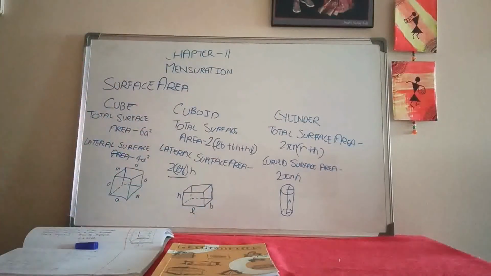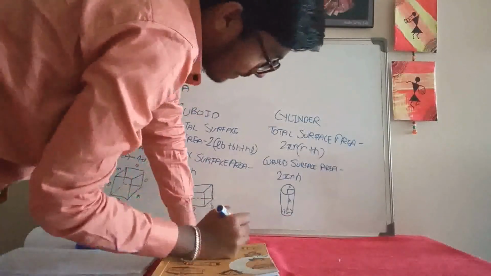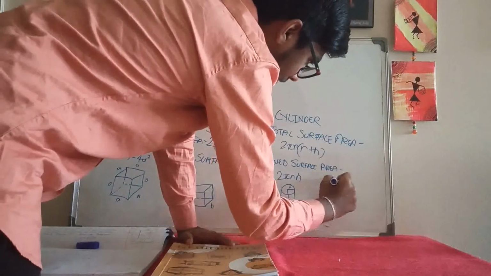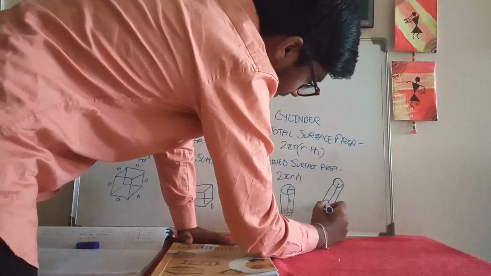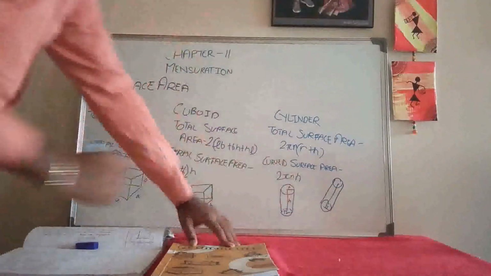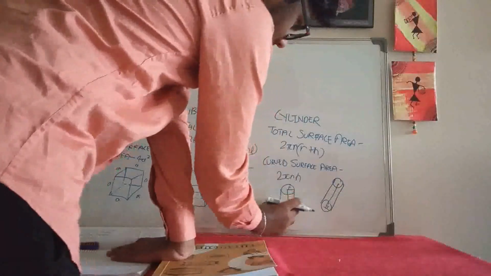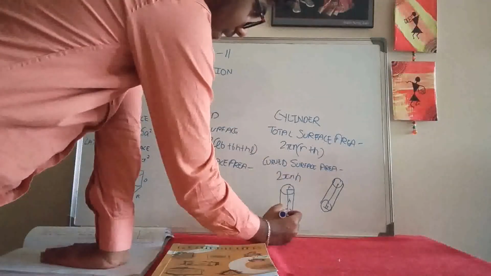This is called a right cylinder because, if you see, the height is perpendicular. Now for example, we take this type of cylinder. Here the height is not at 90 degrees, it's at a different angle. Because of this reason, this is a different cylinder. We'll only be talking about the right cylinder, which is given in the textbook. So this is a right cylinder.